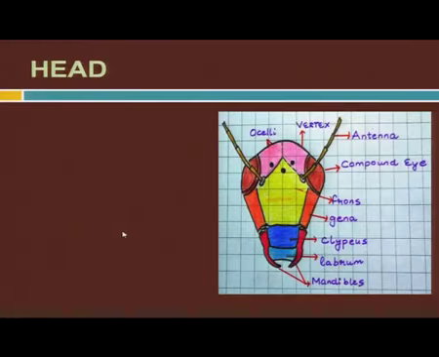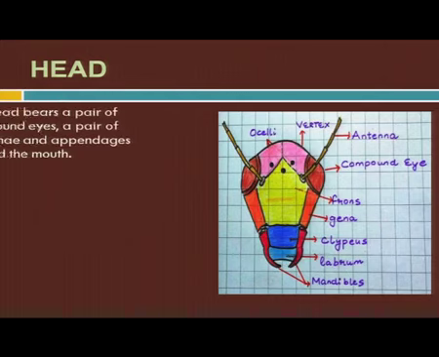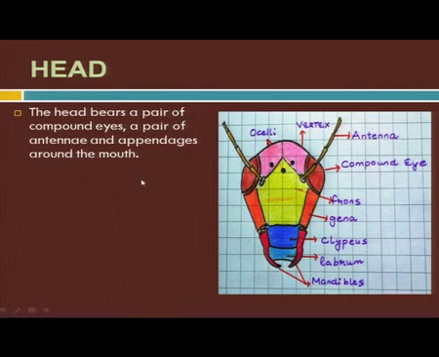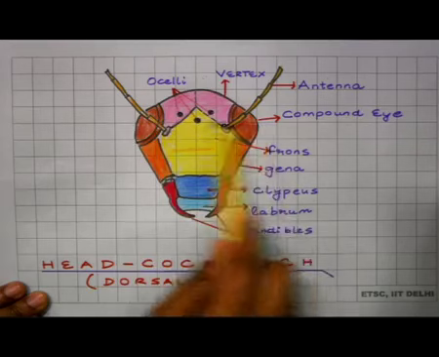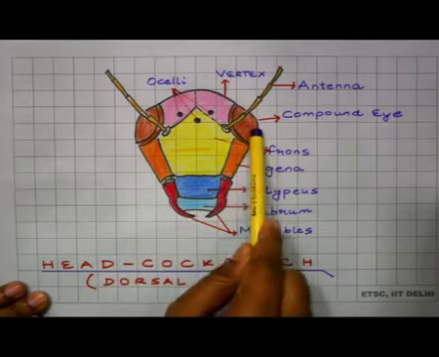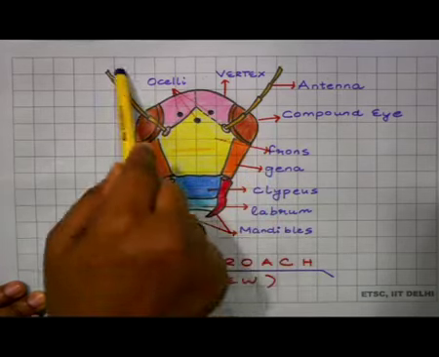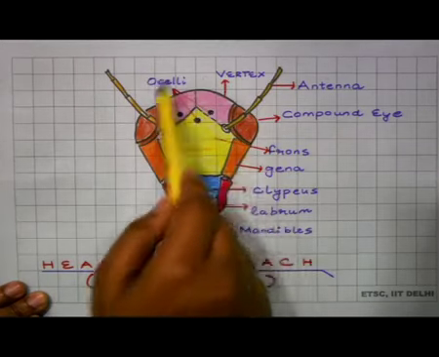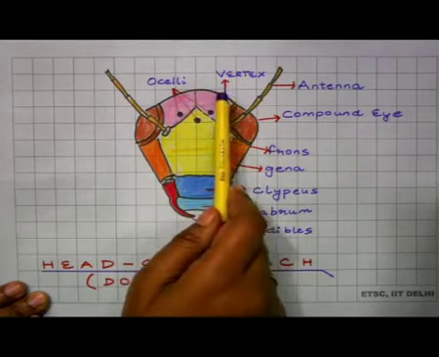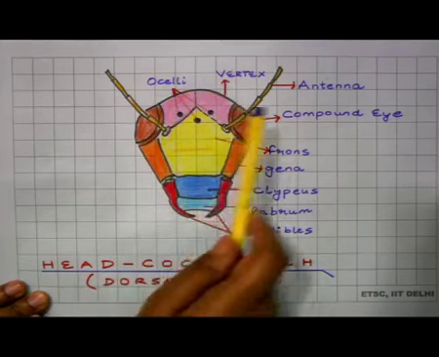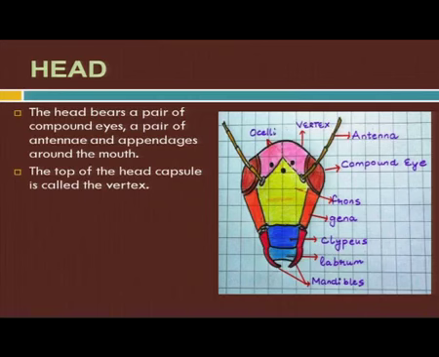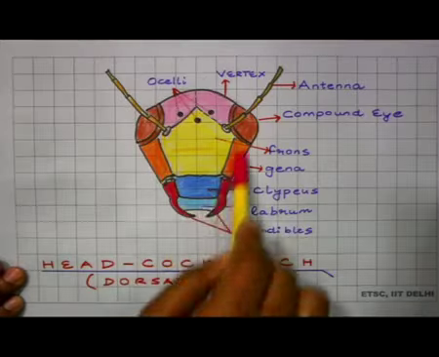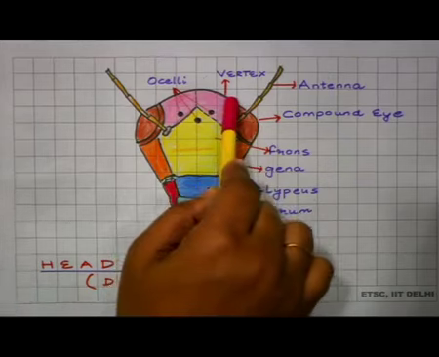Now, if we see the front portion of the head of the cockroach in its dorsal view, we can see that the head bears a pair of compound eyes, which I have shown, a pair of antennae, and appendages are also found around the mouth, which we will discuss when we learn about the mouth parts of the cockroach. The top of the head capsule, this head can be said to be in the form of a capsule.